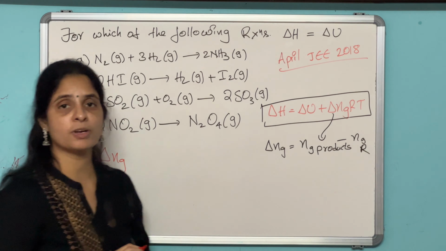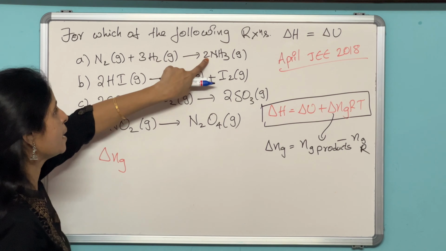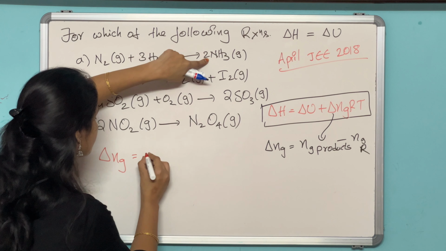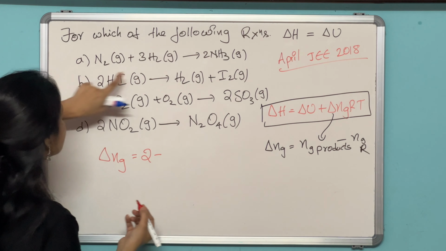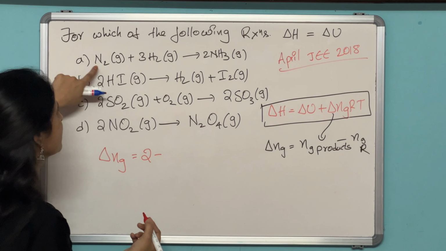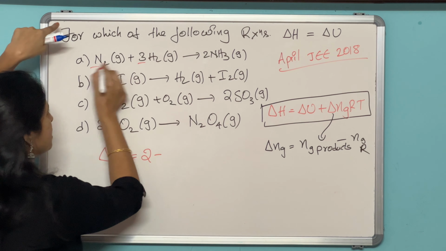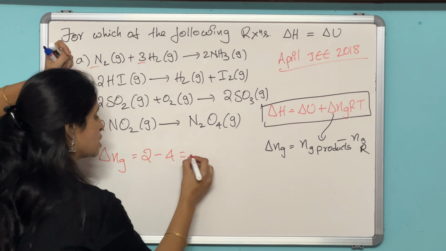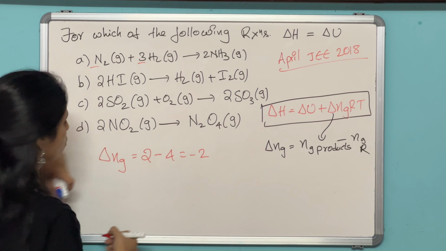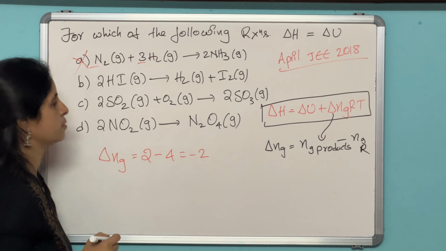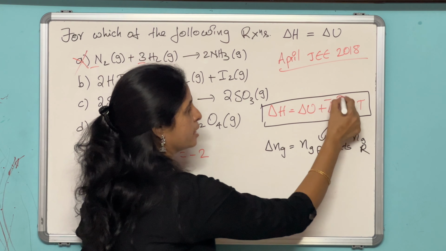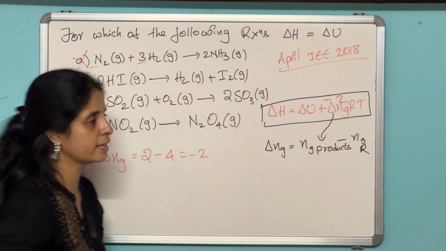So what is delta Ng of the first equation? Here, the number of moles of gaseous products is 2, minus the gaseous reactants. These two are in the gaseous state, and this is also in the gaseous state. So 3 plus 1, 4. So 2 minus 4 is equal to minus 2. So this is not your option, because this will be minus 2. These two are not equal.